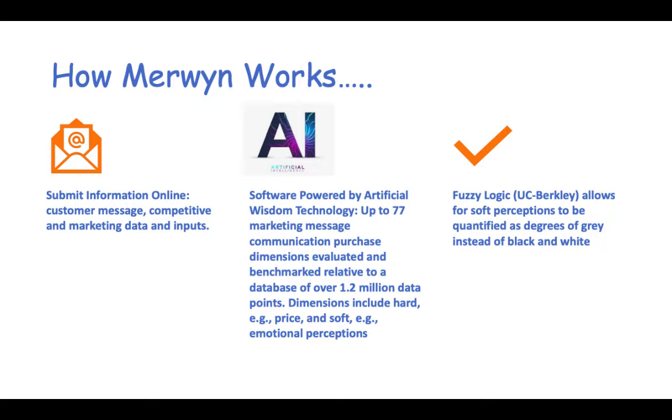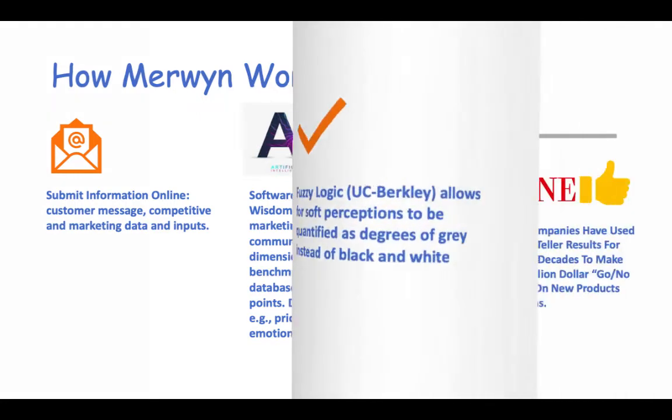Dimensions include hard things like price and soft like emotional perceptions. Fuzzy logic. When Doug first told me this, I said, Doug, you want me to tell people that you use fuzzy logic? Shouldn't we use something like hard logic, proven logic? I said, Richard, that's what UC Berkeley calls it, and that's what we're going to call it. And what it does is it allows soft perceptions to be quantified as degrees of gray instead of black and white. Gives it a level of sensitivity and accuracy that's very, very needed in this type of tool. So that's how Merwyn works.